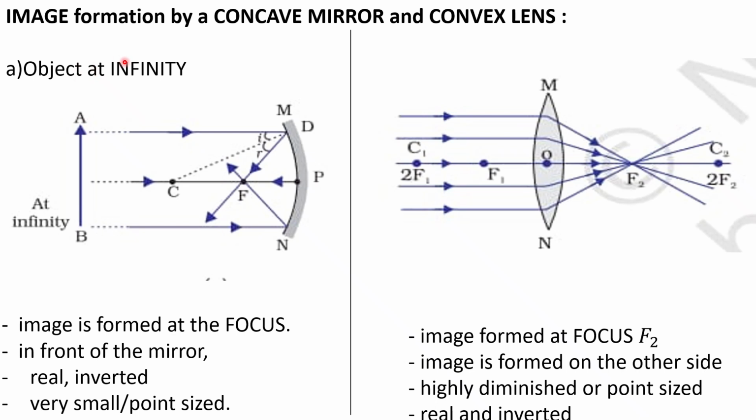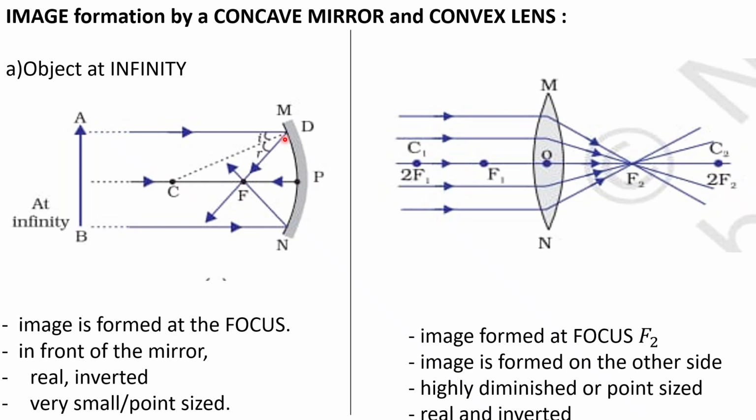See, in the case of a concave mirror, when the object is at infinity, the parallel rays will make the image at the focus. We have explained this in our descriptive classes. So as this is a revision, I will not be explaining them. If you want a description, please go to the playlist.